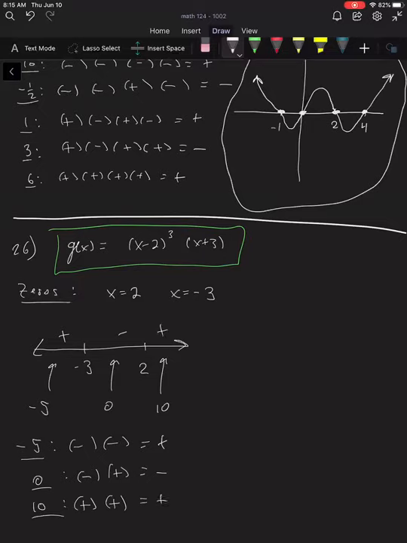So go to our graph, put the zeros on at -3 and 2. So to the left of -3, we were positive. In between -3 and 2, it was negative. And bigger than 2 is positive. So it looks something like this.